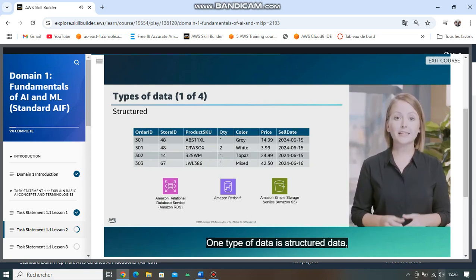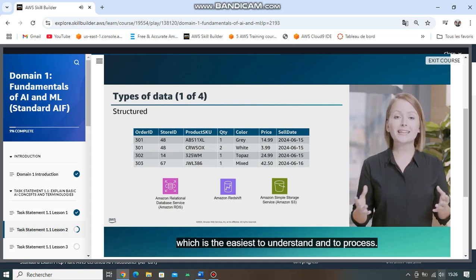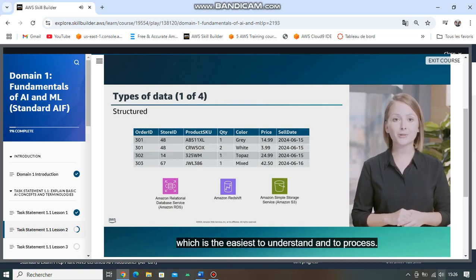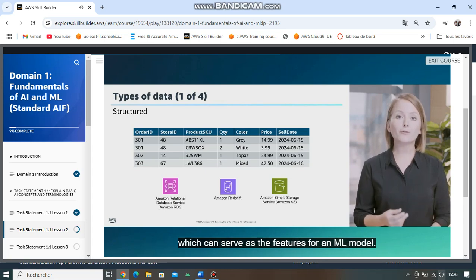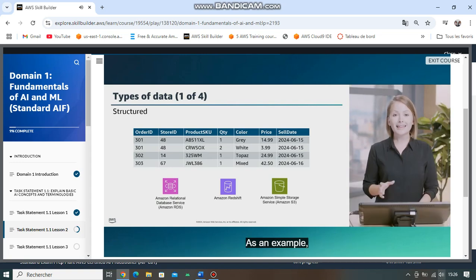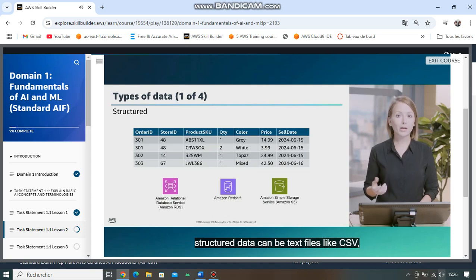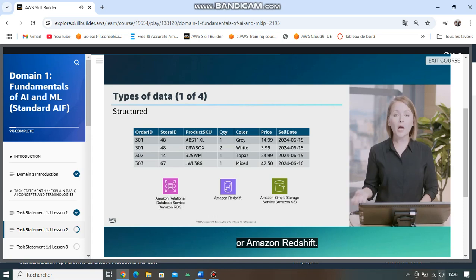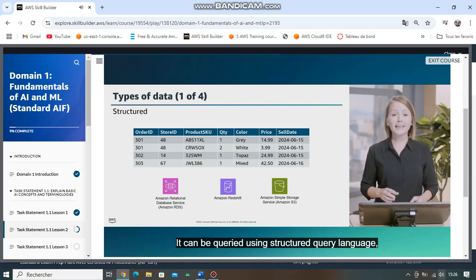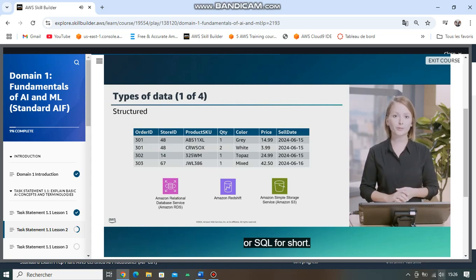One type of data is structured data, which is the easiest to understand and to process. This type of data is stored as rows in a table with columns, which can serve as the features for an ML model. As an example, structured data can be text files like CSV or stored in relational databases like Amazon Relational Database Service, Amazon RDS, or Amazon Redshift. It can be queried using structured query language, or SQL for short.